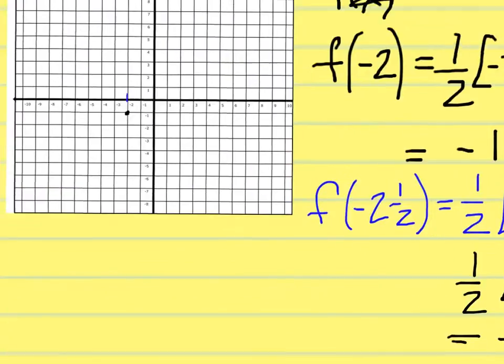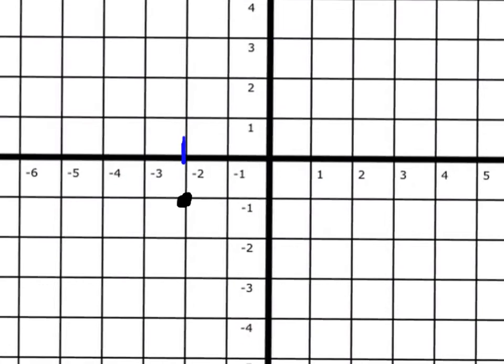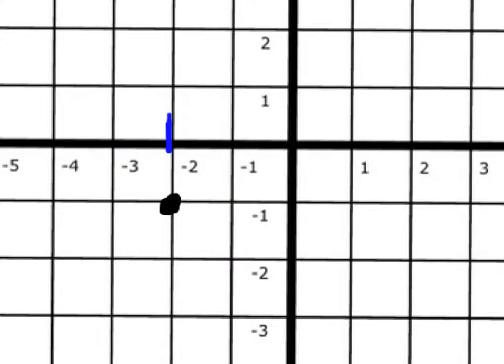So we went back negative 2.5, and negative 2.5 is here. Then we have to have a negative 1.5. So it falls down in this area here.